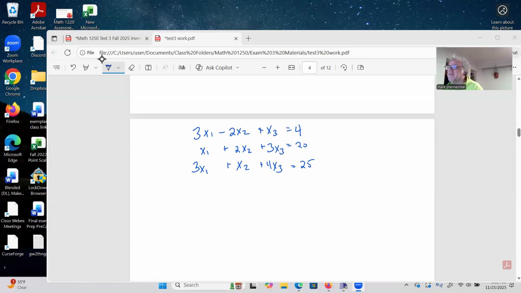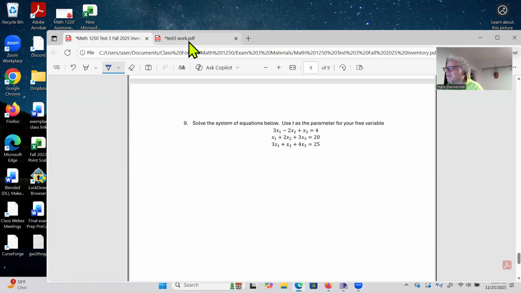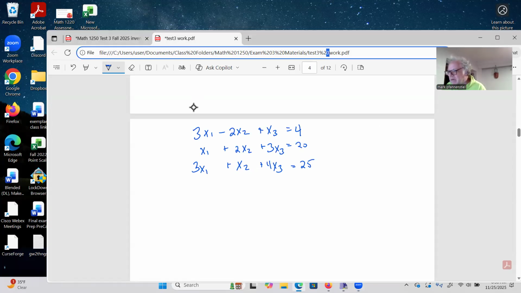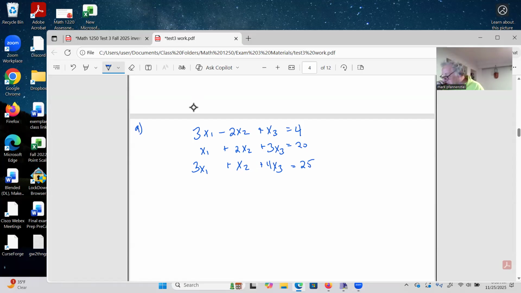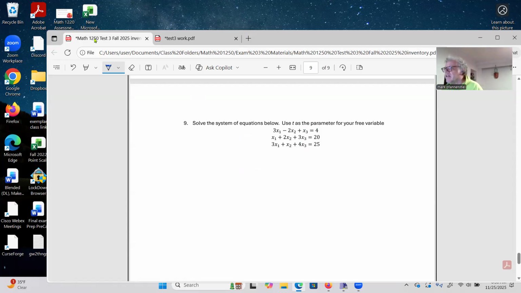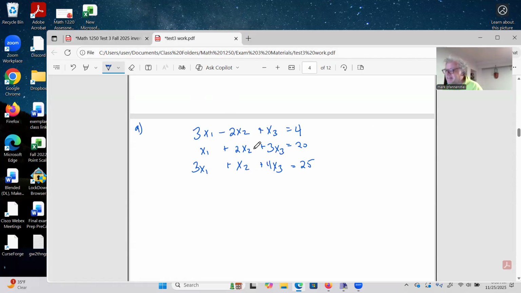We're going to be doing problem number six, no, problem number nine. This is a system of equations, three unknowns, three equations. It says to use t as the parameter for your free variable, giving us a hint that there's probably a dependent system going on here. But let's go ahead and find out.